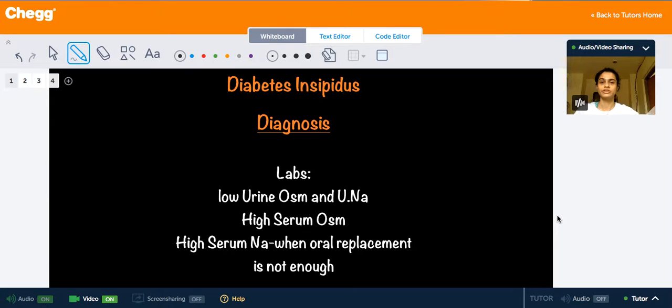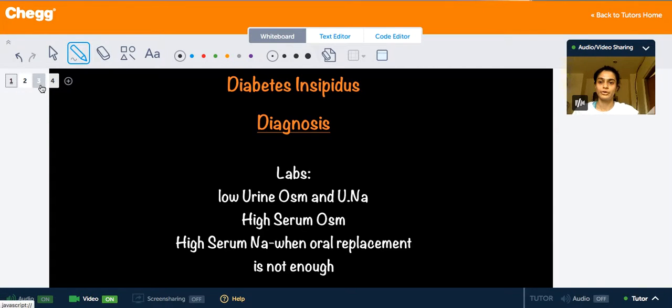So these are some of the lab investigations that you can do. If you find these findings on your lab report, then you might suspect DI, or rather, if you suspect DI, these are the investigations that you need to order.